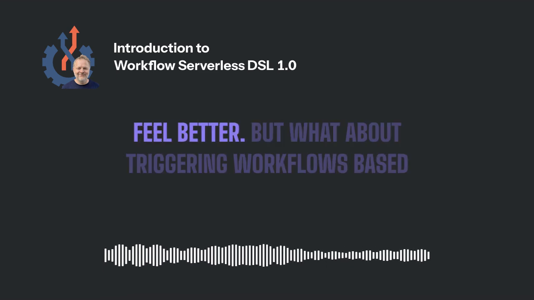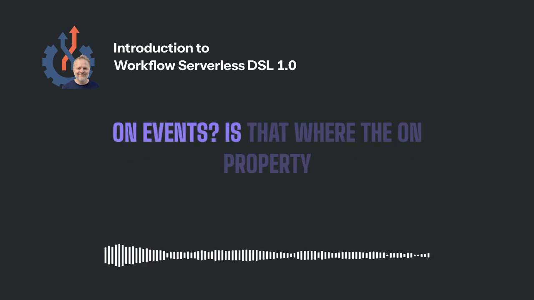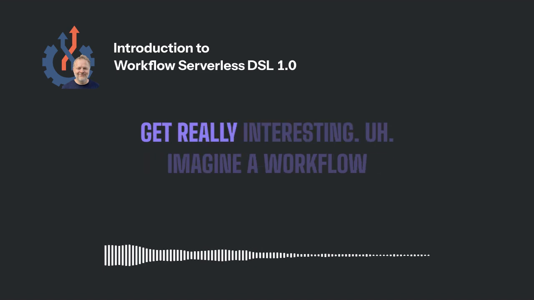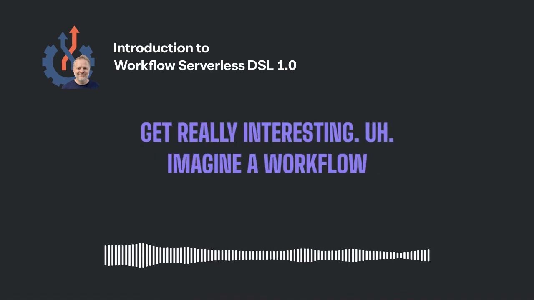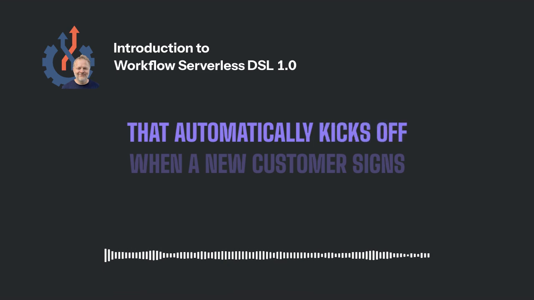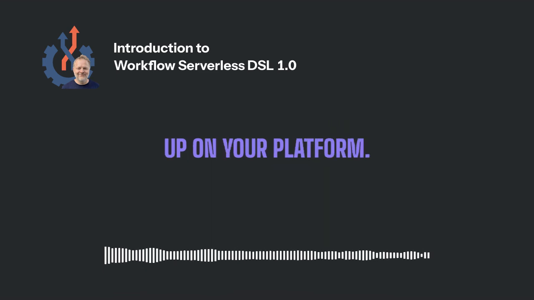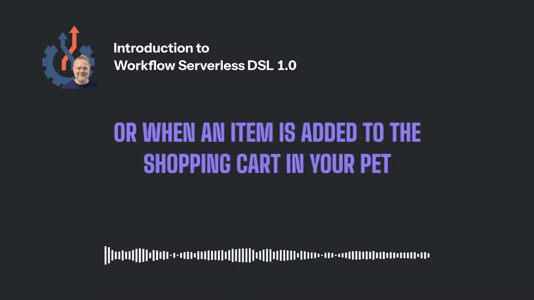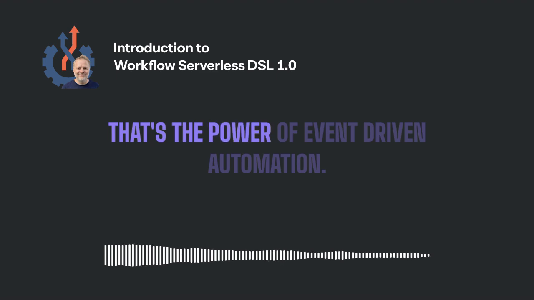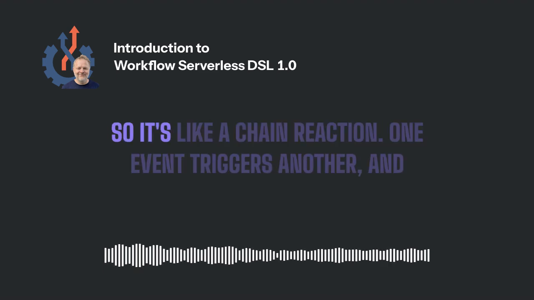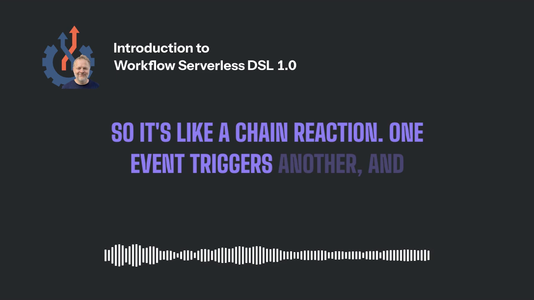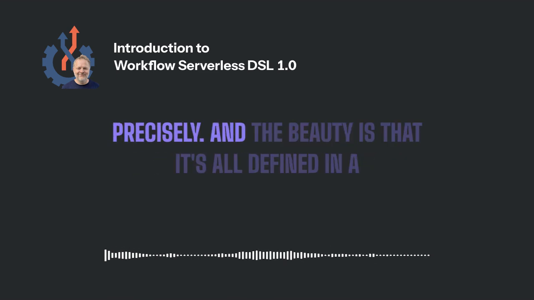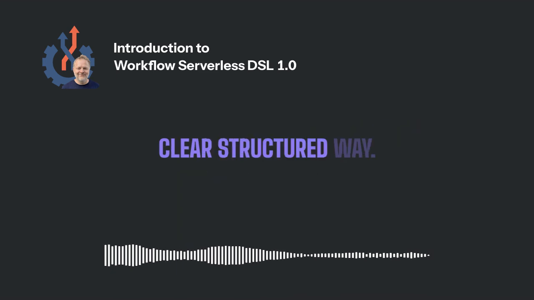Good. But what about triggering workflows based on events? Is that where the on property comes in? Right, the on property is where things get really interesting. Imagine a workflow that automatically kicks off when a new customer signs up on your platform, or when an item is added to the shopping cart in your pet store example. That's the power of event-driven automation. So it's like a chain reaction. One event triggers another, and the DSL lets you orchestrate this whole chain of events. Precisely. And the beauty is that it's all defined in a clear, structured way.